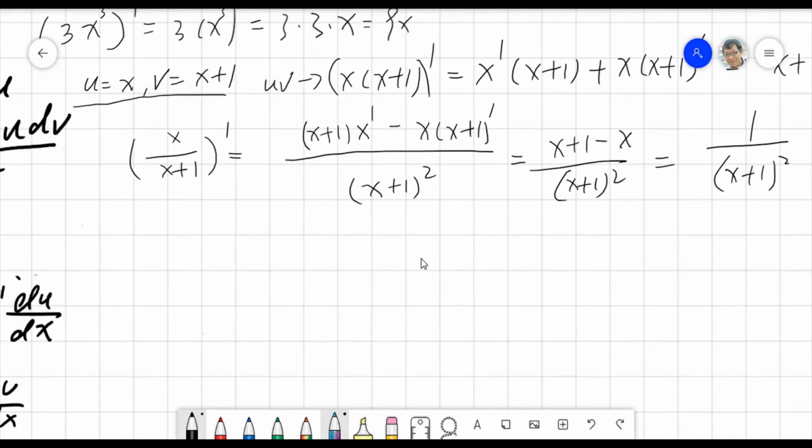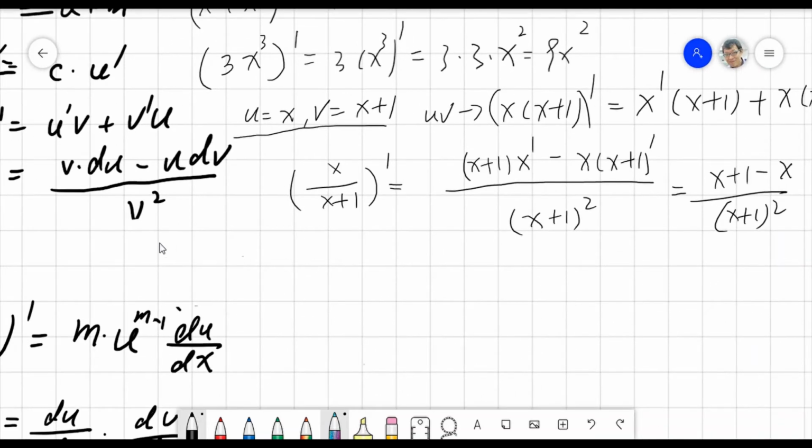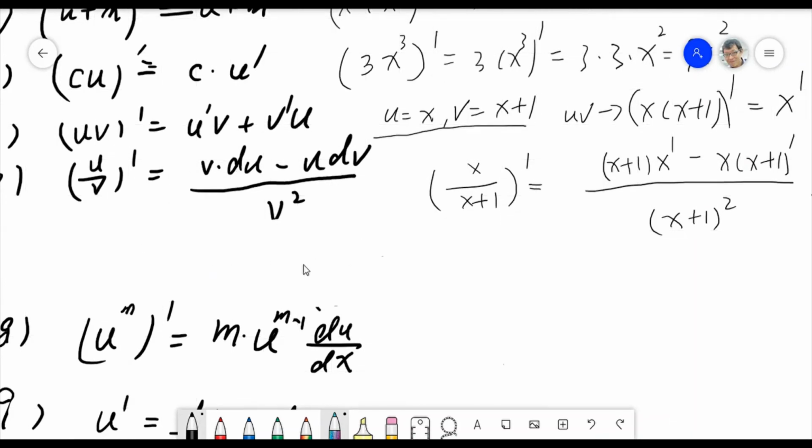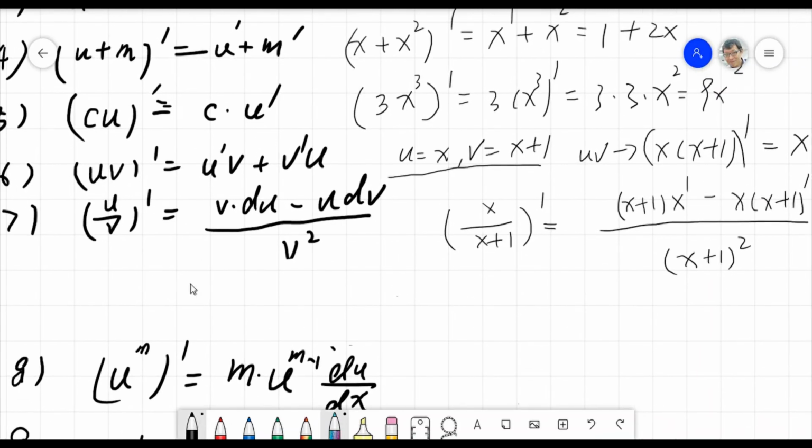So this is much easier, right? This is very, very important. We will frequently face these kinds of things. I think this formula will also be very helpful for us to solve the derivative equation.